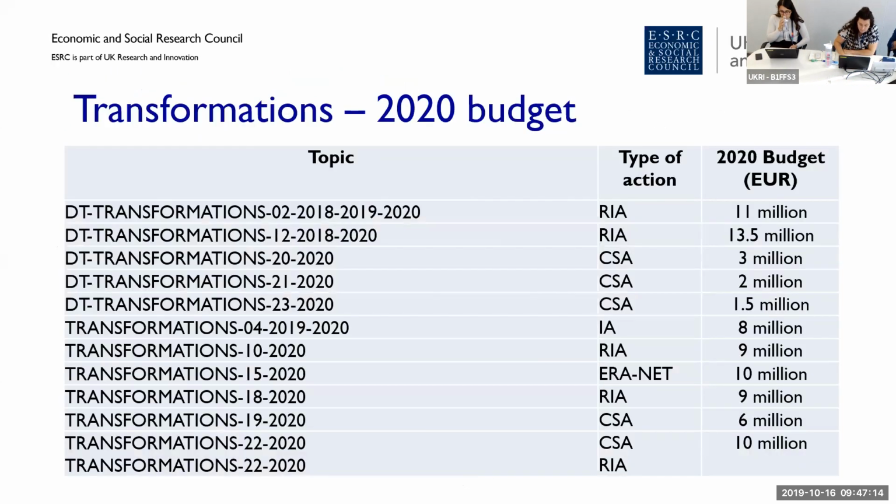Right, we move on to the second theme, the second call, transformations. There's quite a few more topics here. The budget overall is 83 million euros for 2020. And we're going to go slightly out of order, so I haven't mentioned it.